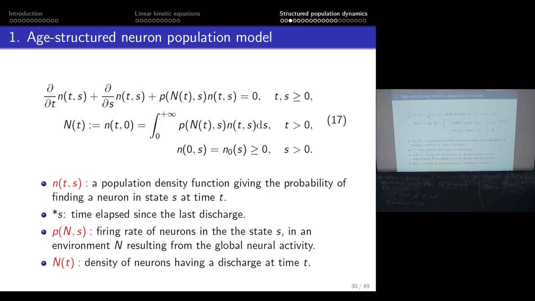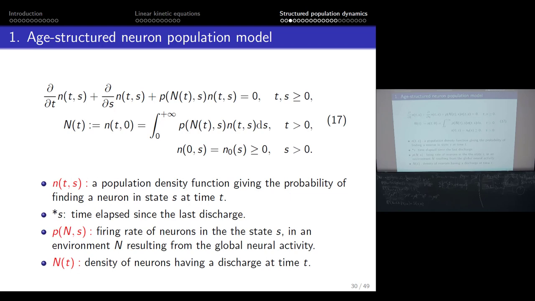So here p will be the firing rate. When they discharge, they fire, and the boundary condition says that the neurons after firing enter the state again. They start from zero. Basically, they are reborn. That's why it is called age structured.